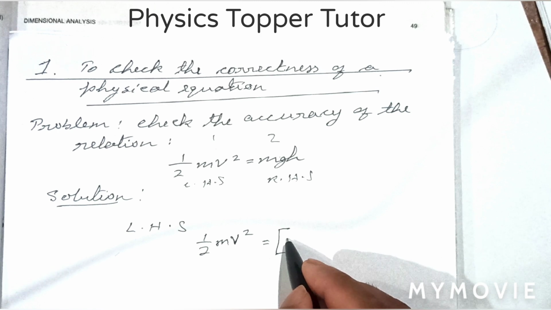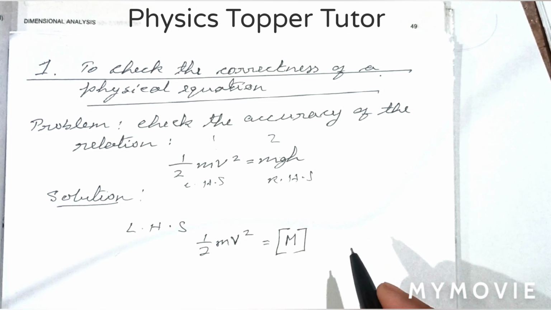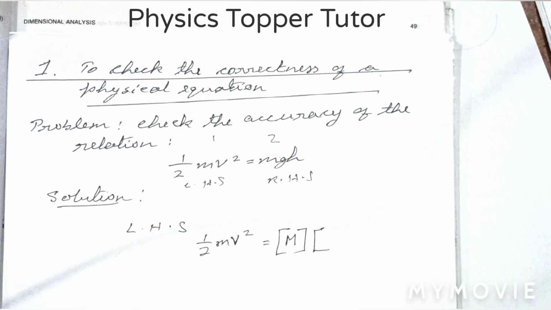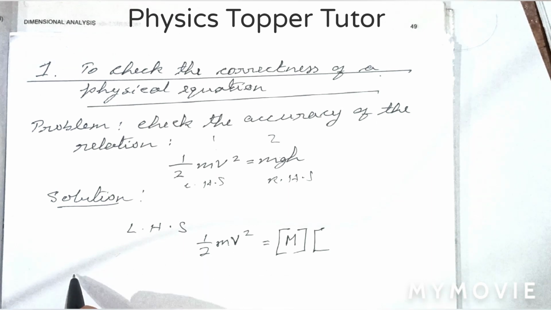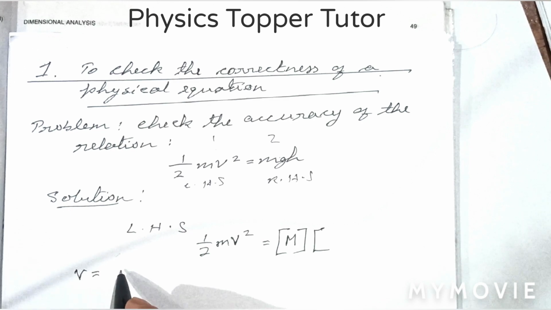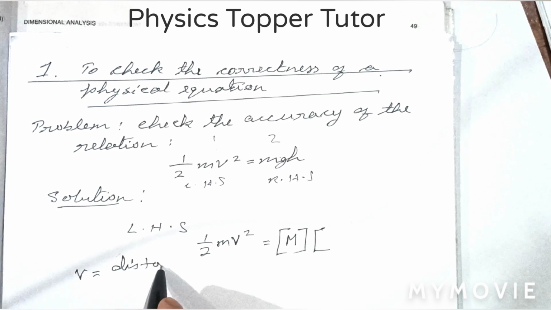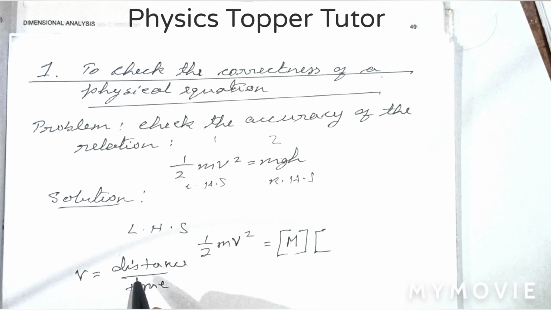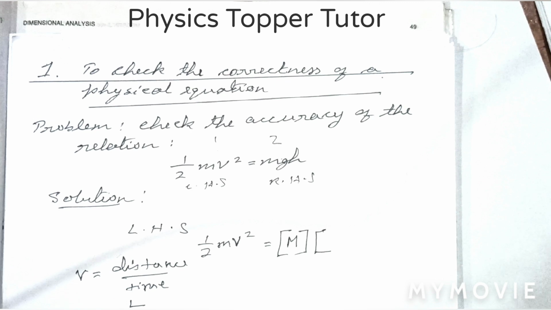So mass, what will be the notation? We already know that it is capital M, and its power or dimension is 1 only. And what about velocity v? What is the dimension for velocity? Let's check it out. V equals distance by time. If you already know it, you can apply it directly here. But if you forget the dimensional formula for velocity, you can work it out like this. Distance is measured in meters, so L, time T, so L T to the power minus 1. So this is the dimensional formula for velocity.